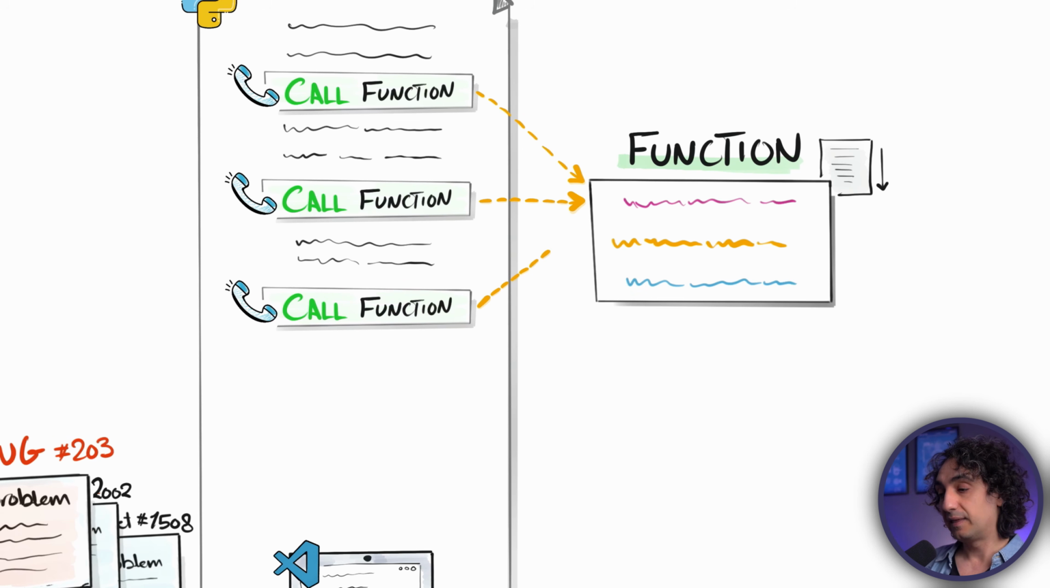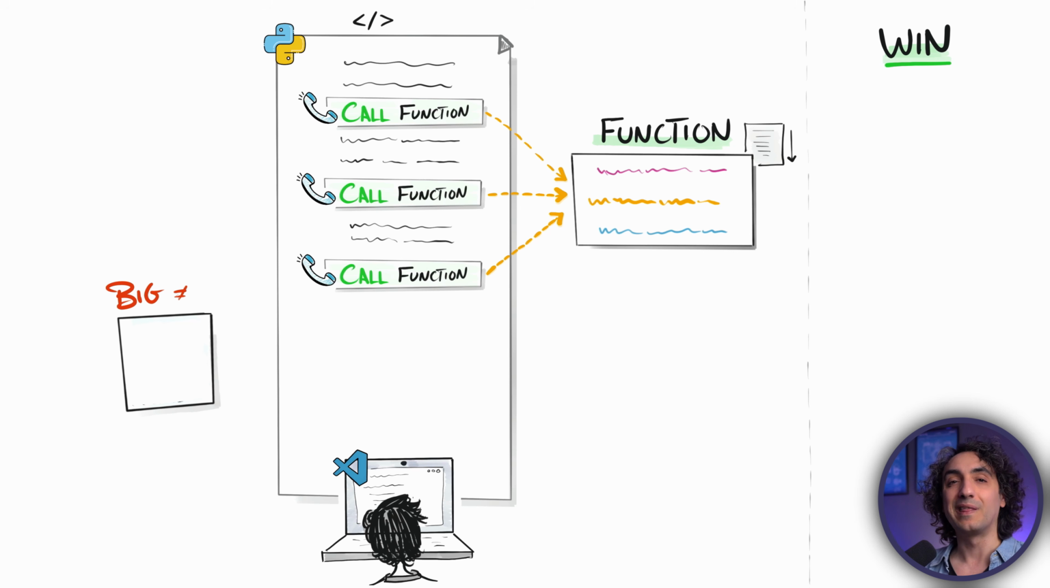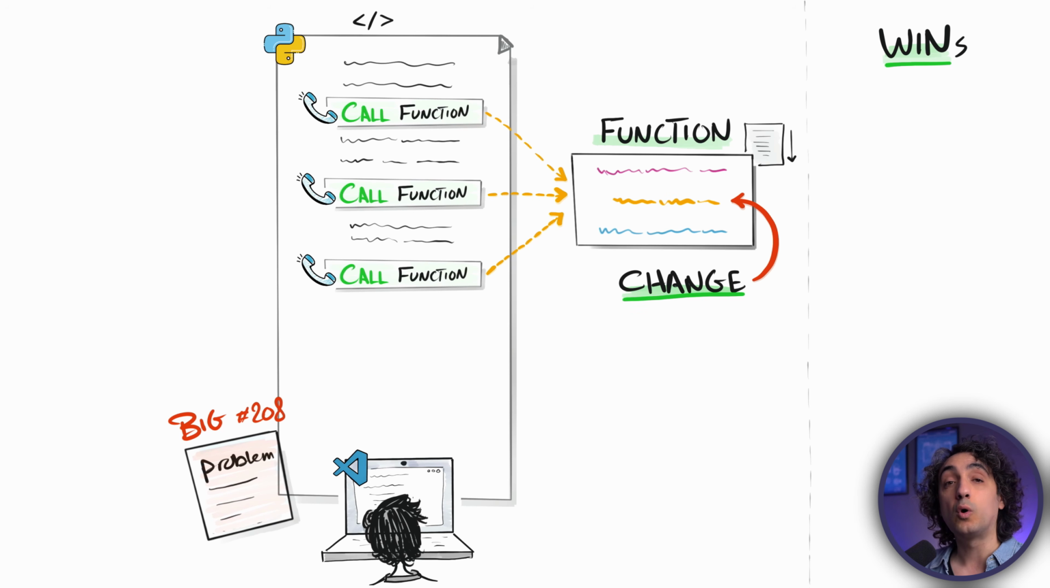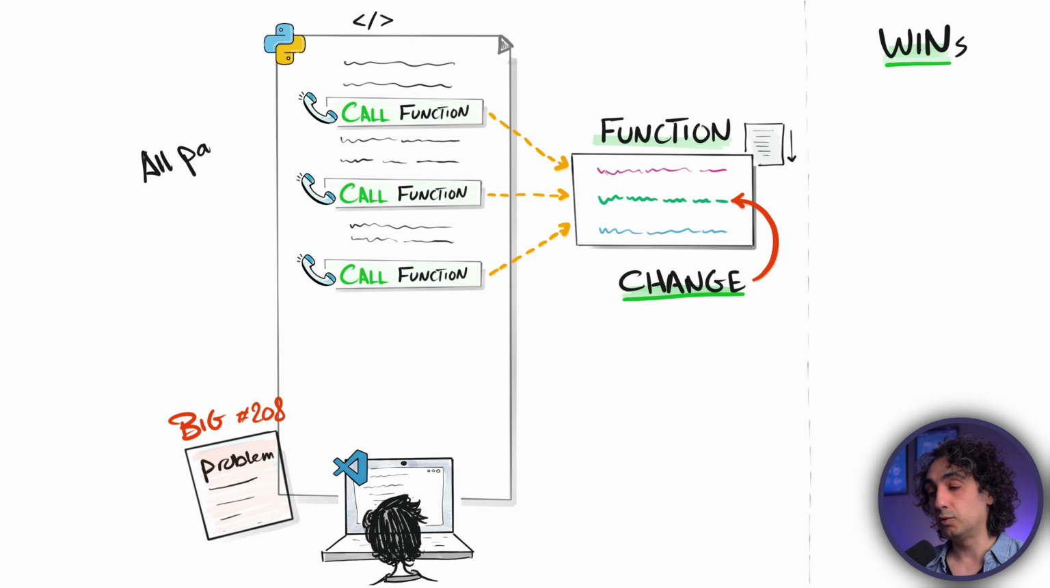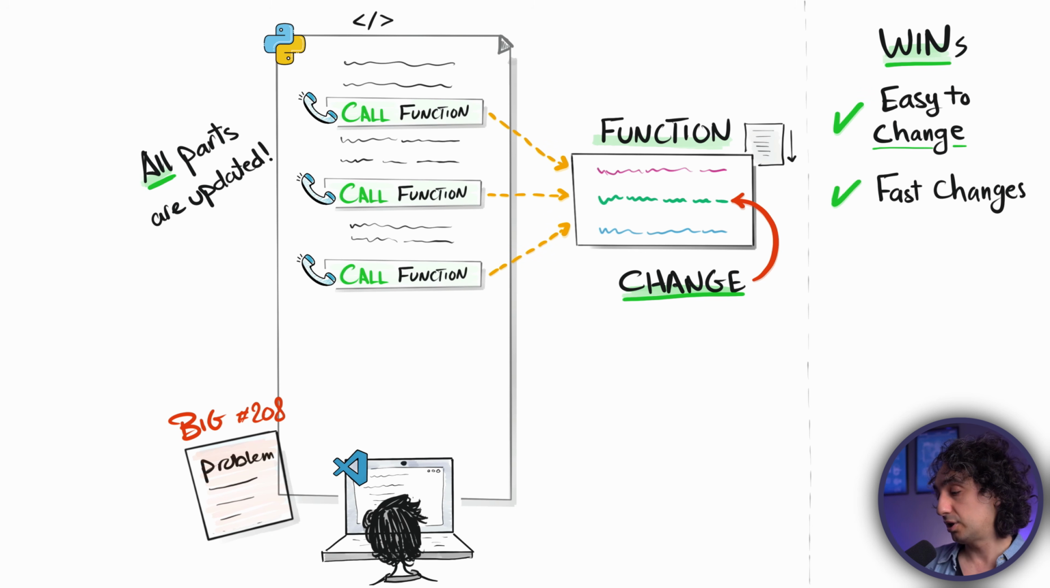So since everything is in one place, if you found, for example, a bug or something wrong in the logic, or maybe the requirement changed, all you have to do is go to the function and make the change only once. And with that, every part of your program that is using it automatically gets the new behavior or the new updates. That means, my friends, the change is going to be very fast because you are just changing one piece of code. You are not changing multiple things.